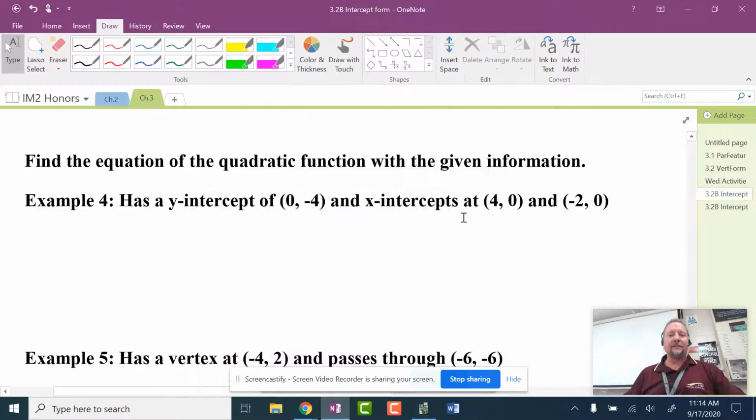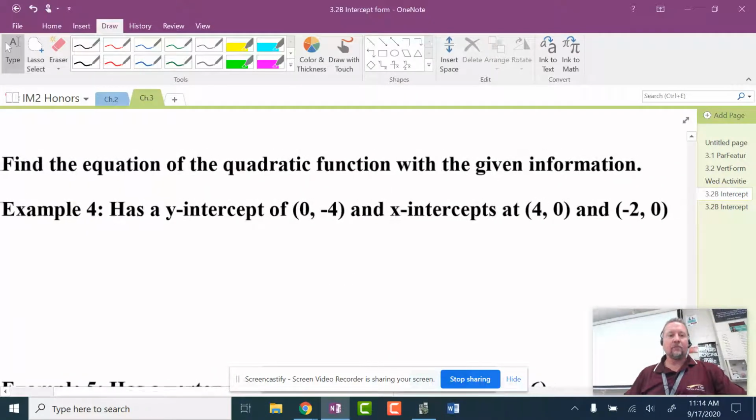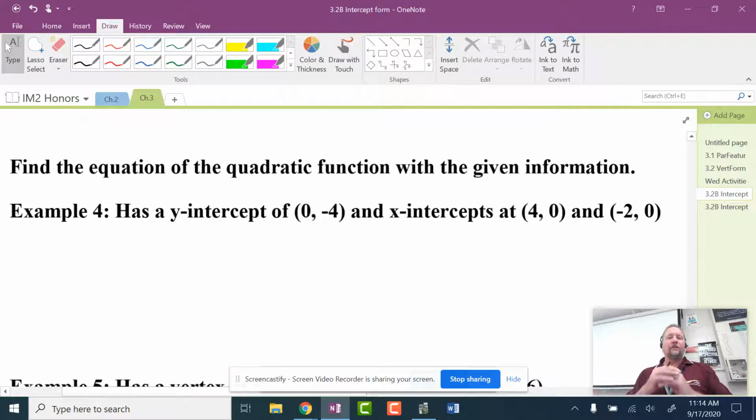Hey, Genevieve, when you see this question, what do you think you should use? Should you use vertex form or should you use the new fancy intercept form based off of this given information when you read example 4? Which form? Intercept form, which is this one. Yep.